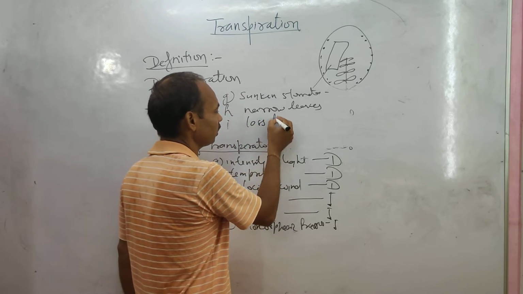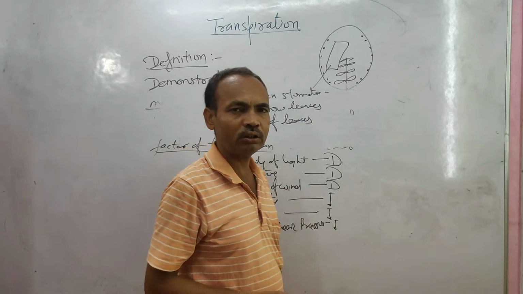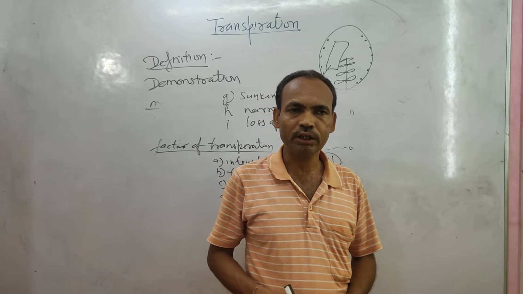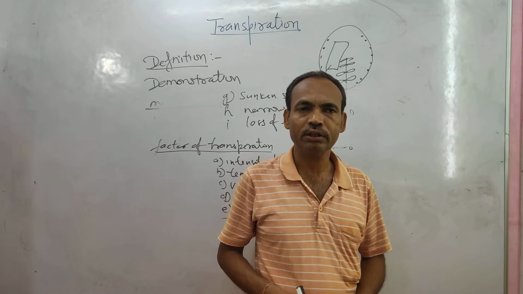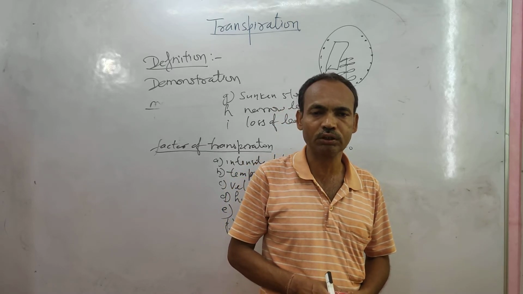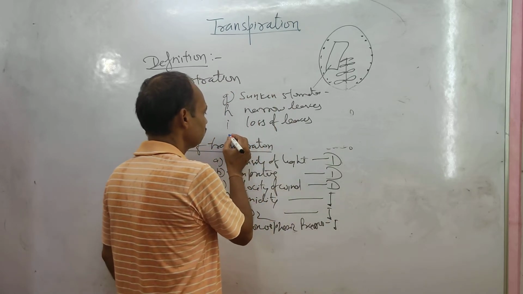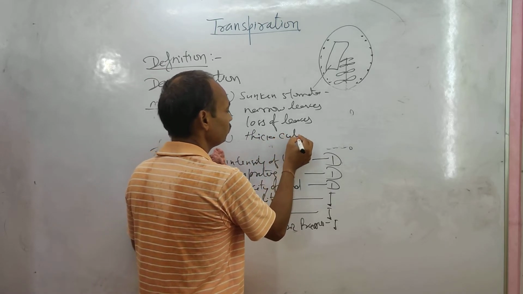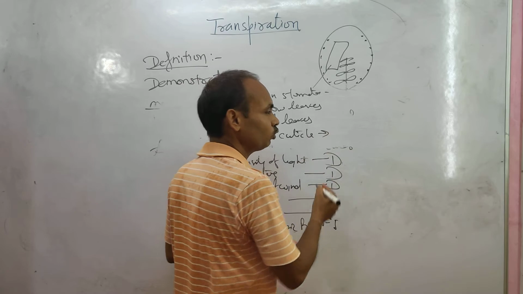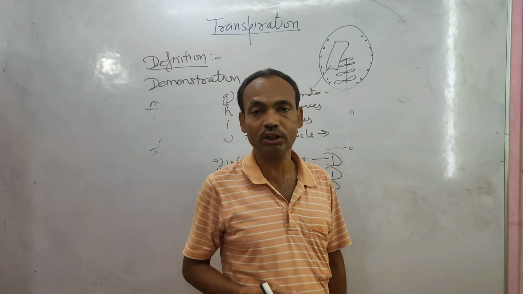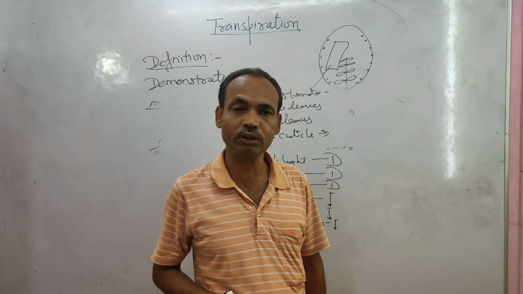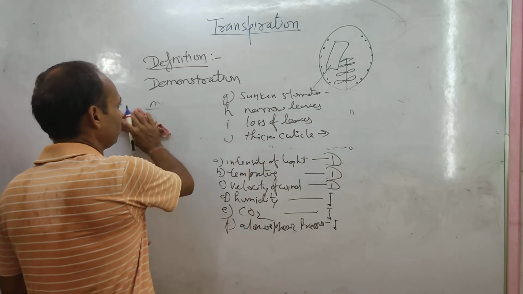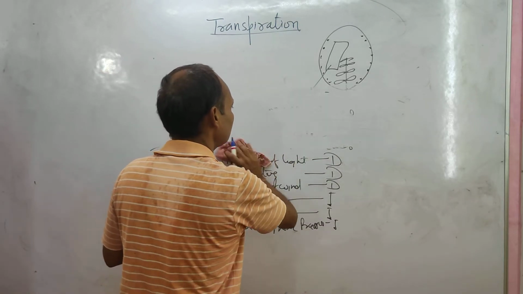Loss of leaves is also a point for transpiration. In some plants, there is loss of leaves before summer comes. Hence, transpiration stops and the chance of transpiration is reduced. Thick cuticle is also an important factor for transpiration. If the cuticle is thick, then transpiration is less. If the cuticle is thin, then transpiration is more. It is inversely proportional.